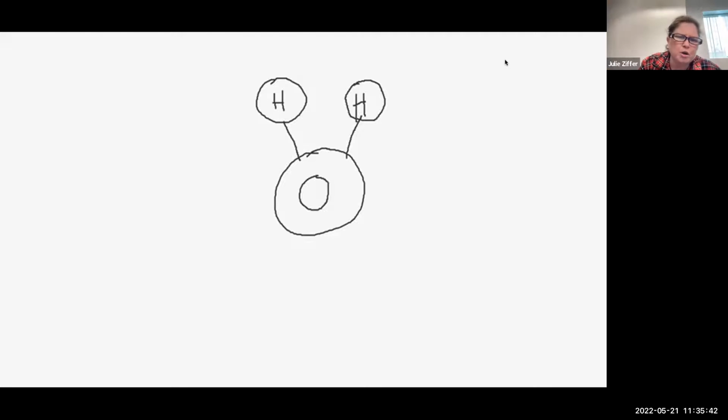And the charge on a water molecule is lopsided. So there's more positive charge on this side and more negative charge on this side.